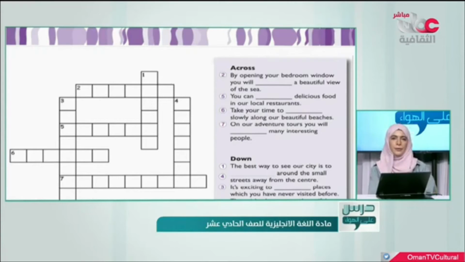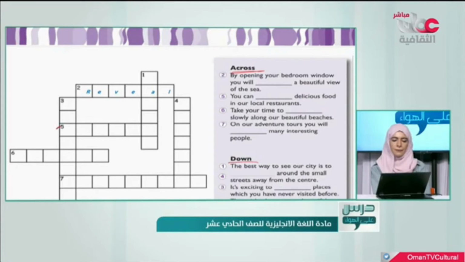We have here a crossword puzzle in which we will practice writing the words in the crossword. We have the statements across side and we have the down words. We will try to do the across and you will be left with the down part to be done as homework. By opening your bedroom window, you will reveal a beautiful view of the sea. We're supposed to find a word which means show, which is reveal.